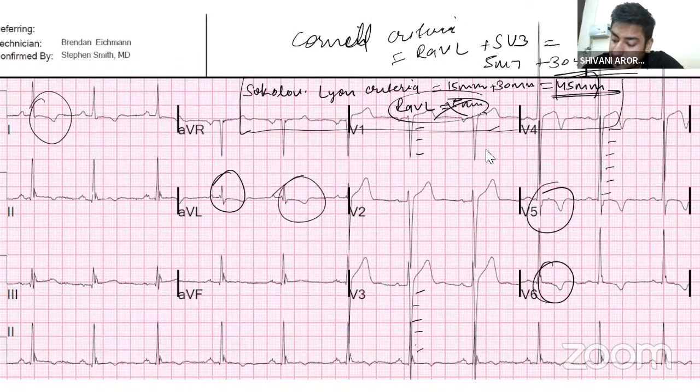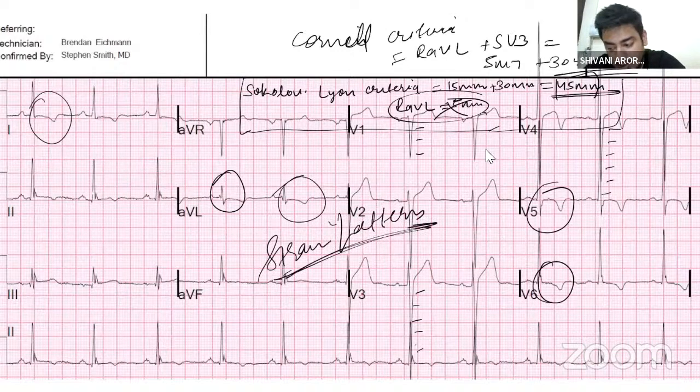Axis here is normal axis. Most of the times LVH would be associated with left axis deviation, but yes, sometimes the axis can be normal as well.